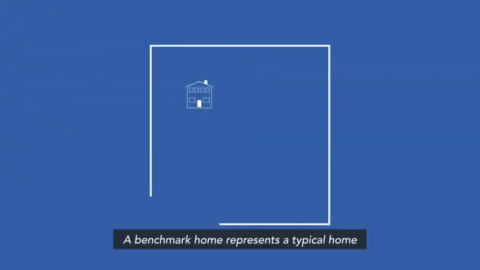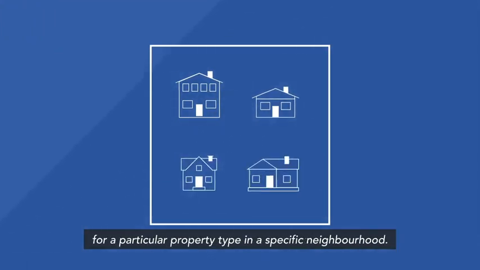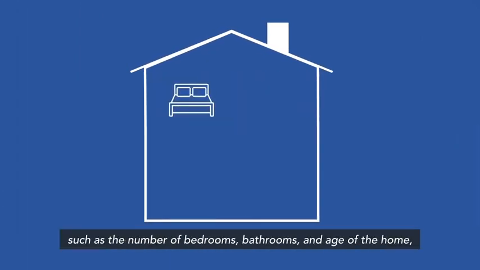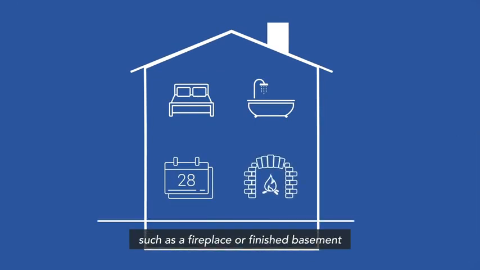A benchmark home represents a typical home for a particular property type in a specific neighborhood. It considers various factors, such as the number of bedrooms, bathrooms, and age of the home, as well as the availability of features such as a fireplace or finished basement to construct a typical middle-of-the-road home.